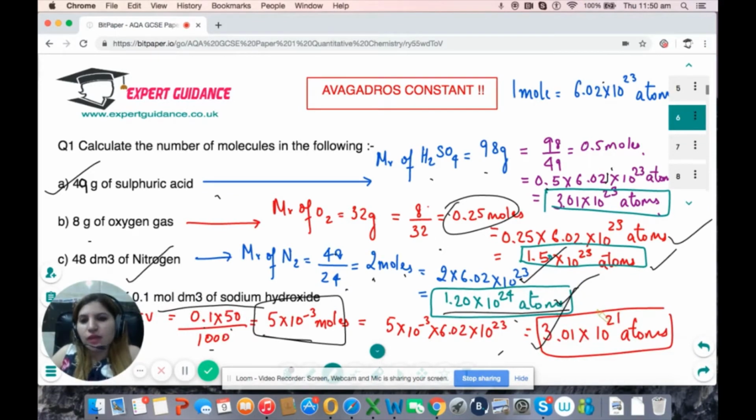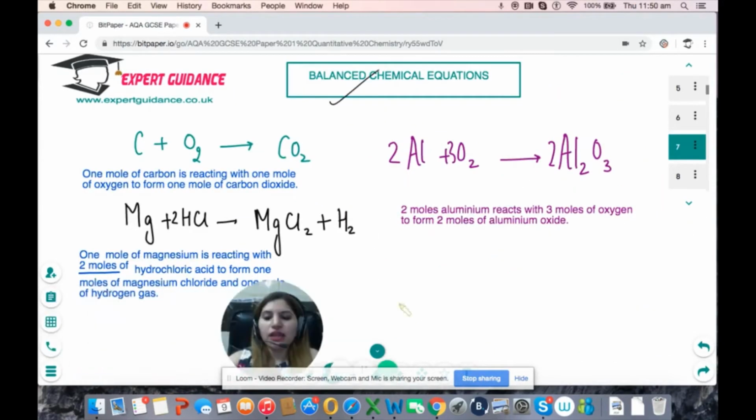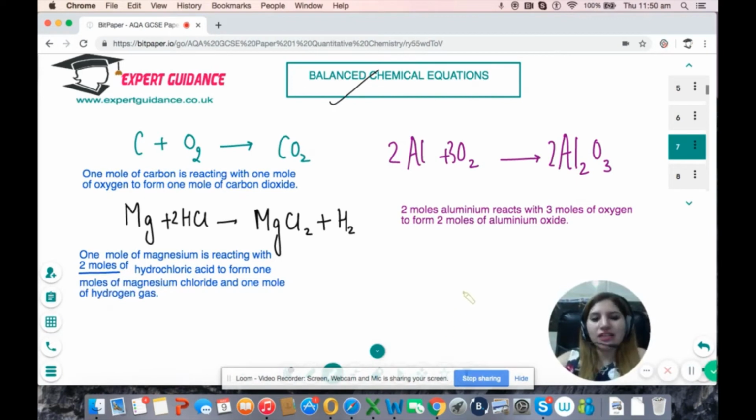Okay, so I hope the calculations of moles, the calculations of number of molecules, calculation of masses and volume is clear to you. Okay, now let's see what is a balanced chemical equation. Now there are a lot of questions where you will be asked to find the moles or masses from the balanced chemical equation. For that, it is very important you understand how you balance the equation and what information a balanced chemical equation gives us.